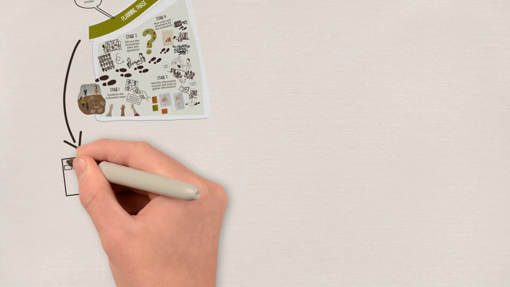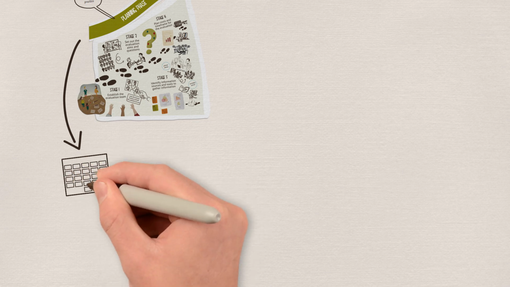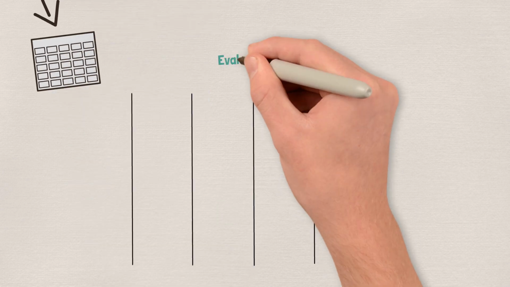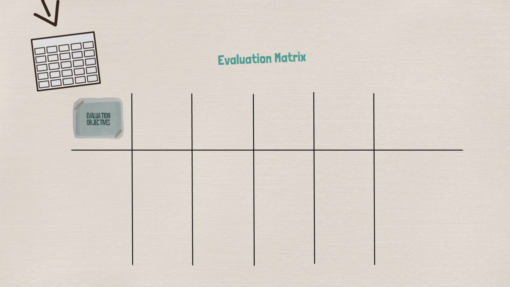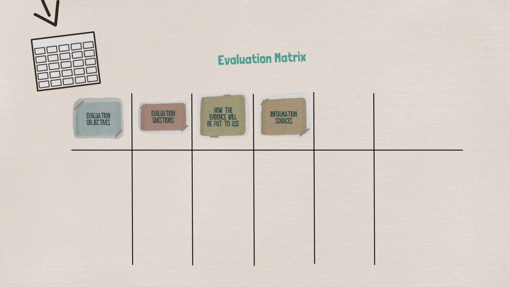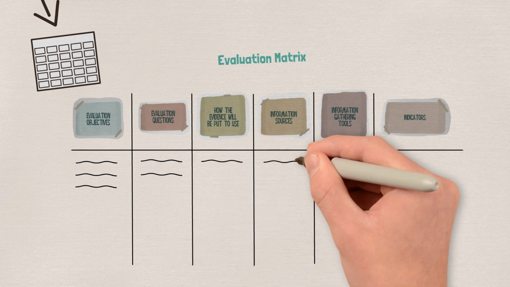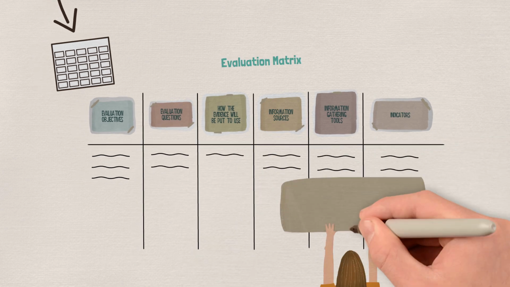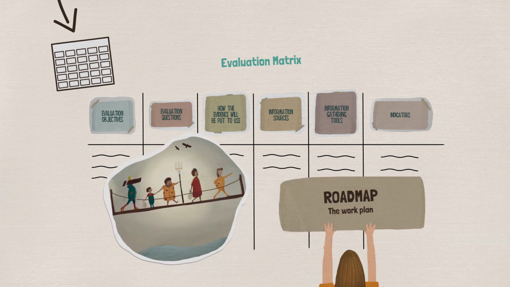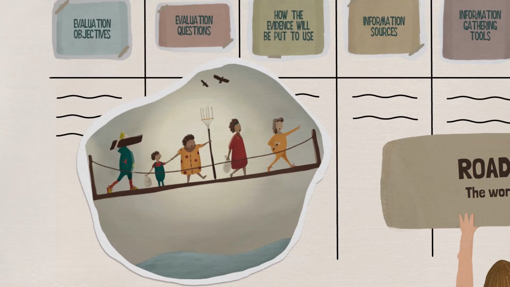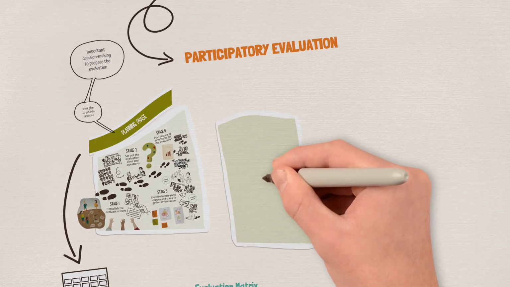At the end of the planning phase, it is very useful to record the principal decisions in a table known as the evaluation matrix. This usually includes columns to record the evaluation objectives, the evaluation questions, the use of the evidence produced, the information sources, the data collection instruments, and the indicators as a way of summarizing the gathered information. The evaluation matrix is thus a kind of roadmap for the evaluation, which includes the work plan. In the case of participatory evaluation, this matrix is collaboratively put together by the members of the evaluation team.